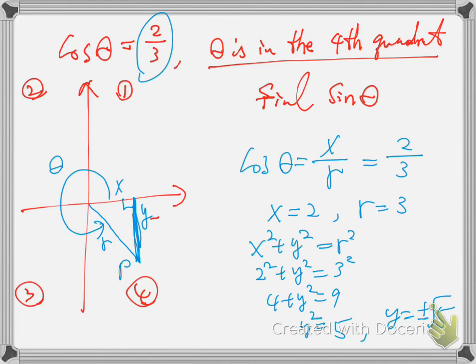Now we need the picture. You see y is in the lower half plane, so it's negative radical 5. So now we have these three numbers, x, y, and r, in the plane. We can find sine now. Sine is y over r, so it's negative radical 5 over 3. So you draw the picture first, and then use the Pythagorean theorem to find x, y, and r. And then use the definition of trig functions in the right triangle to find the trig values.